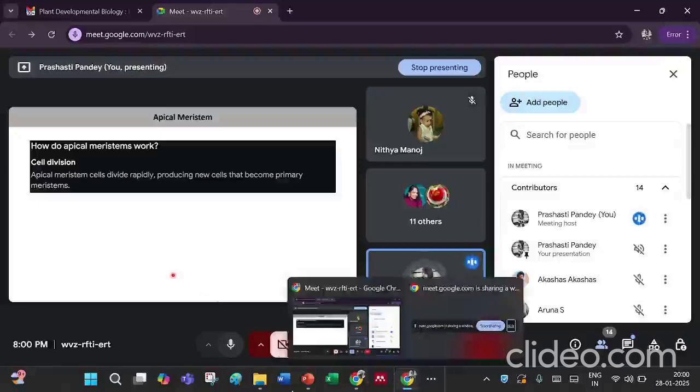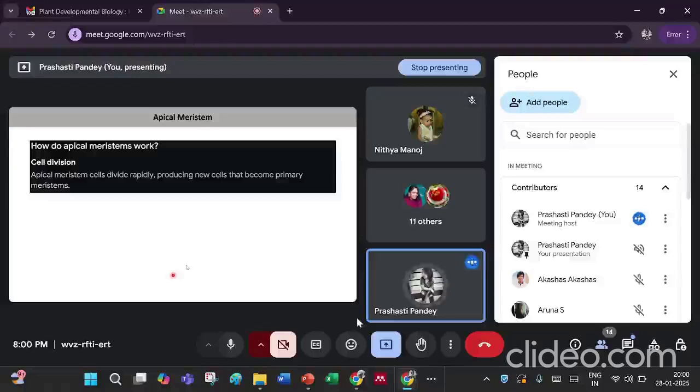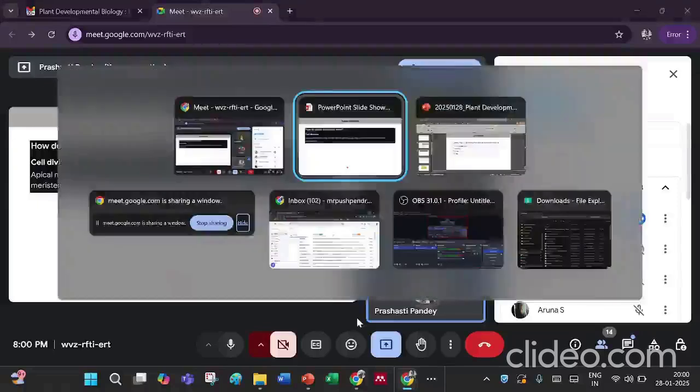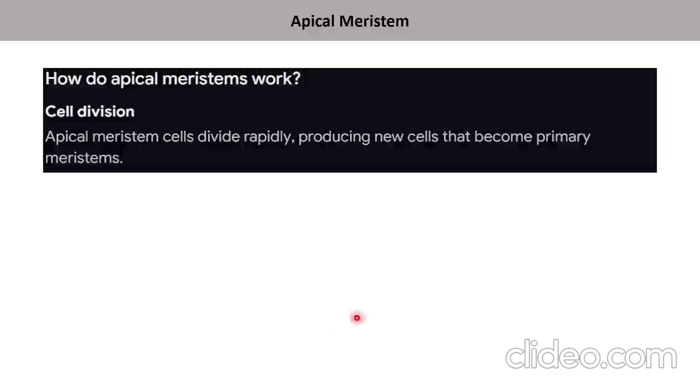Does anybody know there's one technique where apical meristems are very useful? Does anybody know what that technique is? Tissue culture, ma'am. Tissue culture, correct. So since we're saying that these apical meristems are newly produced cells, usually the apical meristematic part of any plant is considered disease free.